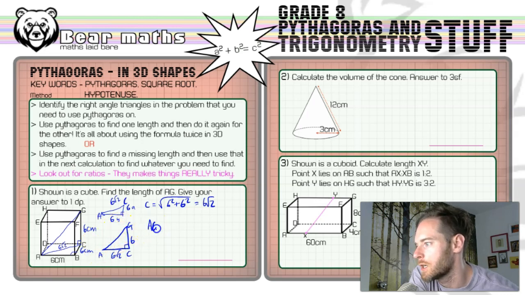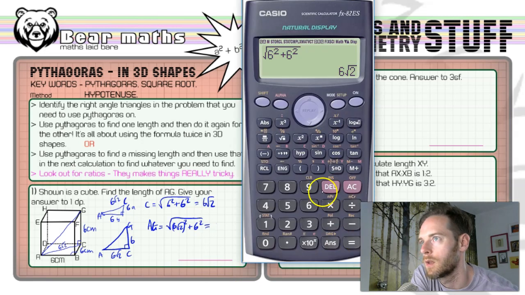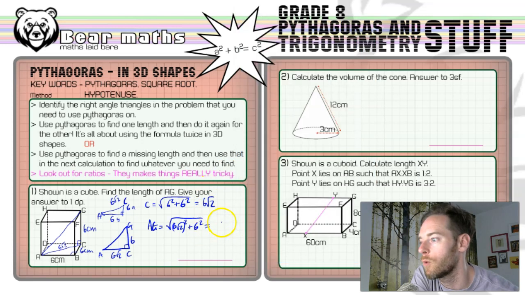All right, so AG equals the square root of 6 root 2 squared. Let's pop that in some brackets like that, plus 6 squared. That's what our answer is going to be. So square root of 6 root 2 squared plus 6 squared equals 6 root 3. So that's 10.39, so 10.4. I'll write it down there.